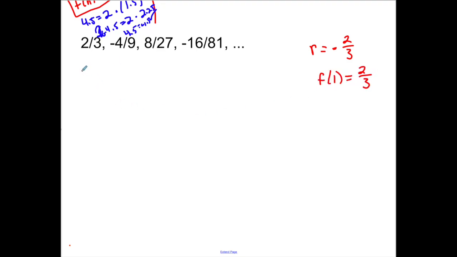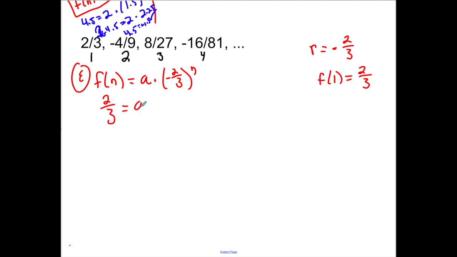And the first term is 2/3. Okay, so let's set up the explicit. So I have the rule f of n is equal to a, we don't know it yet, times negative 2/3 to the n. Now, again, we remember our term numbers. So the first term is 2/3. So when you plug in 1, you get 2/3. When you plug in 2, you need to get negative 4/9. 3 is 8/27, etc. So let's plug it in.